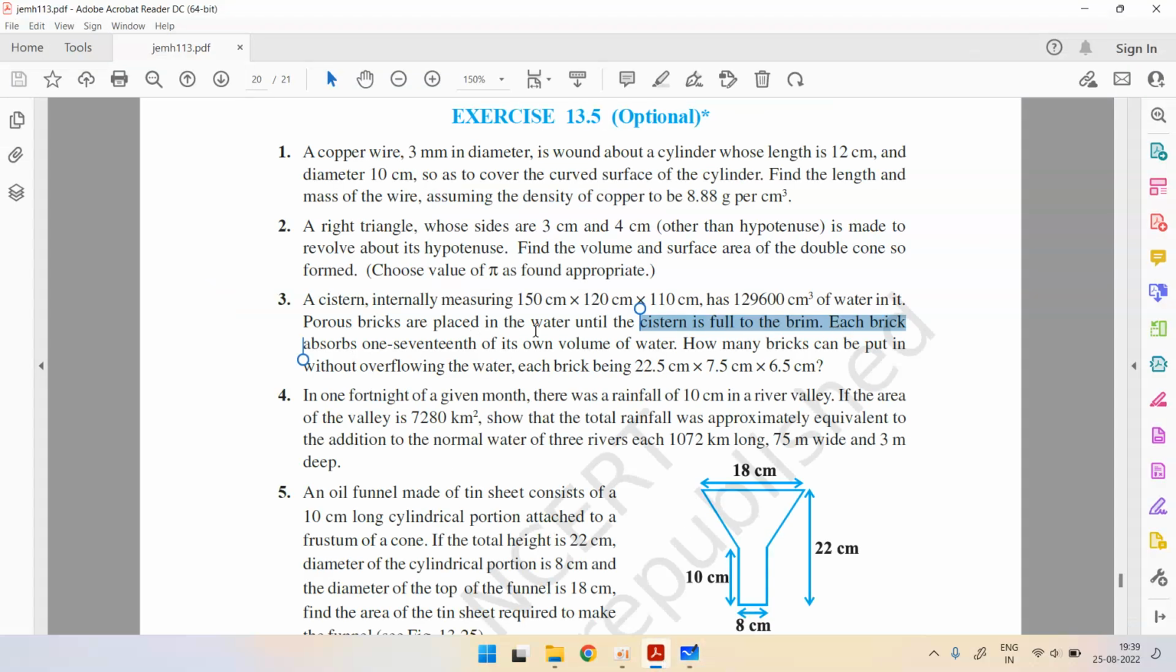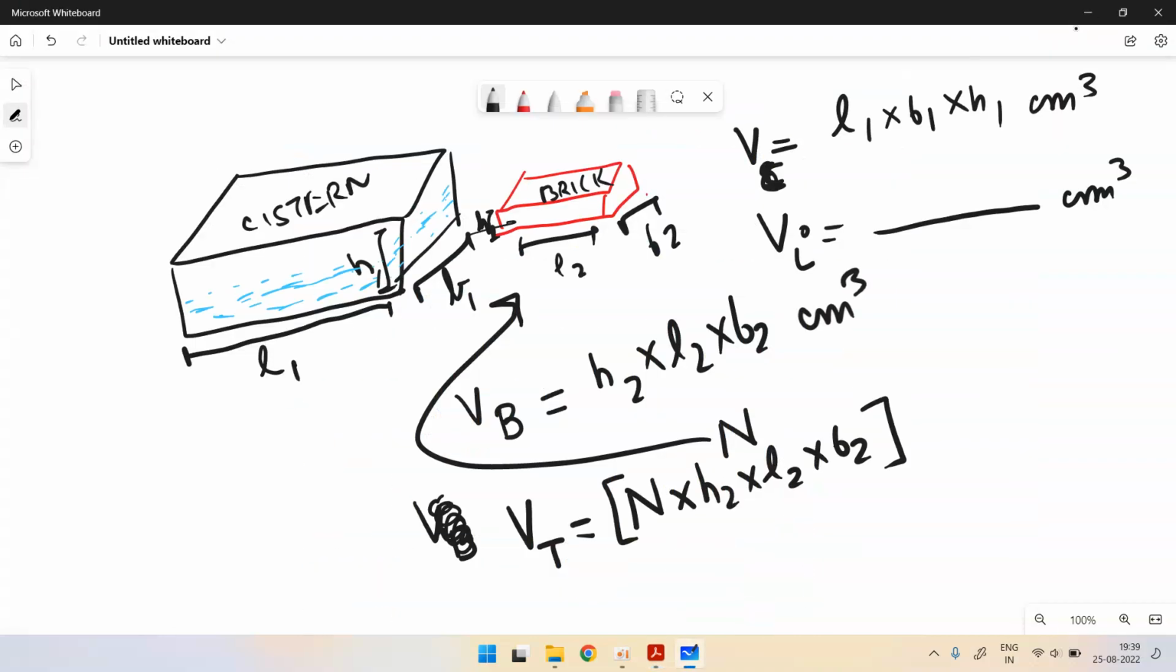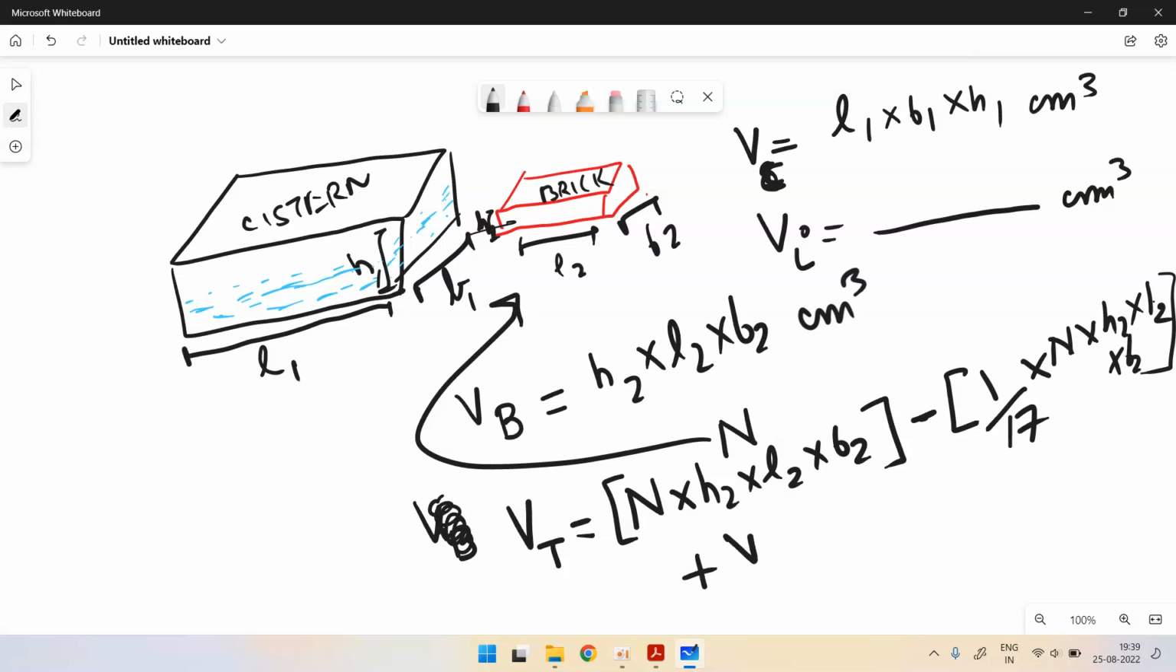It is saying that each brick absorbs 1/17 of its own volume of water. See, this absorbs water means minus 1/17 of its own volume into N into H2 L2 into B2, plus the original initial volume of water. This is the total water under the cistern, which is equal to nothing but the volume of the cistern, L into B into H.